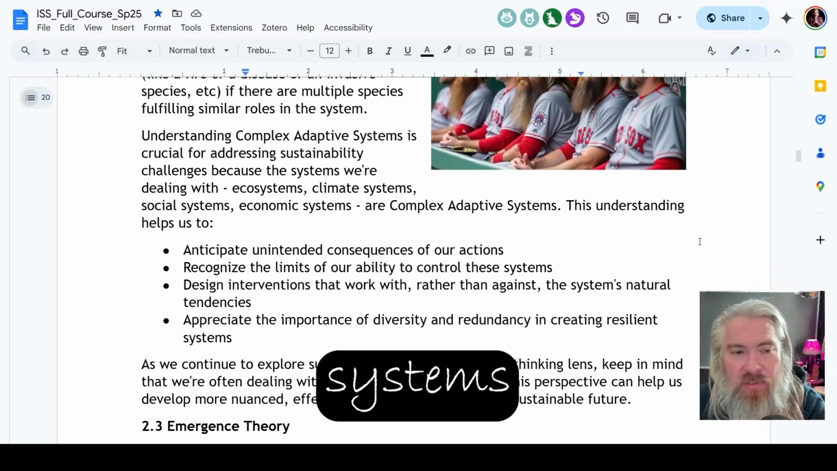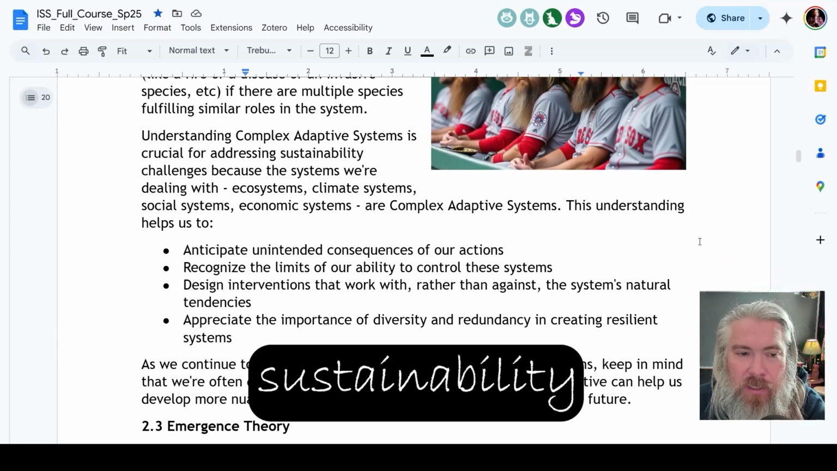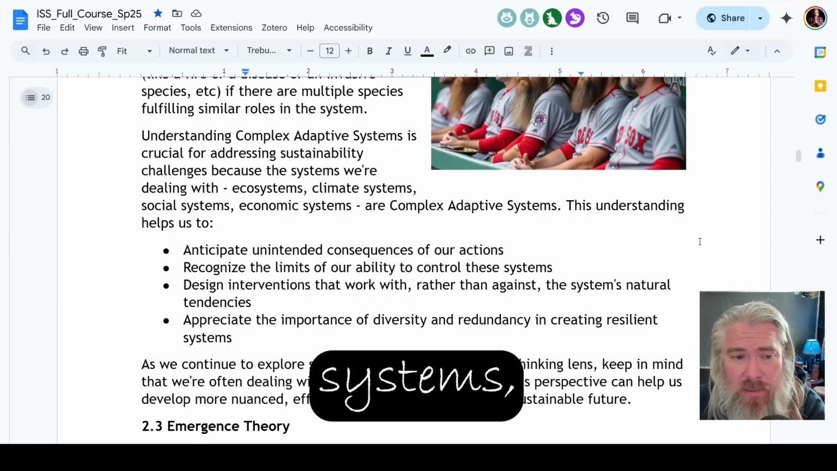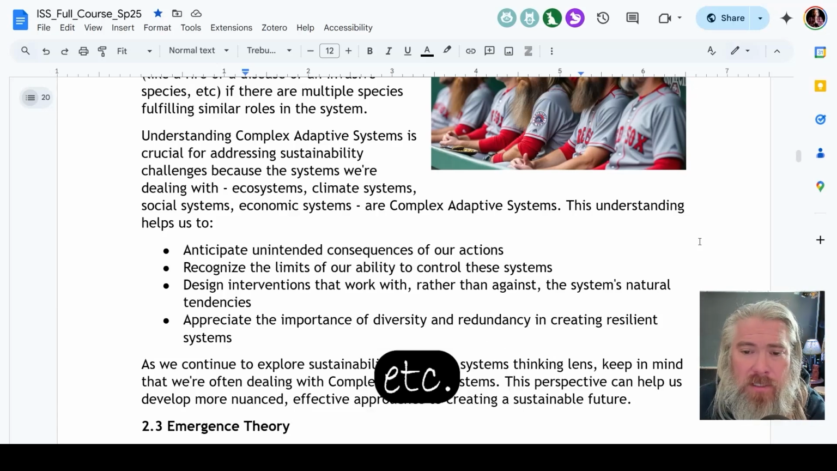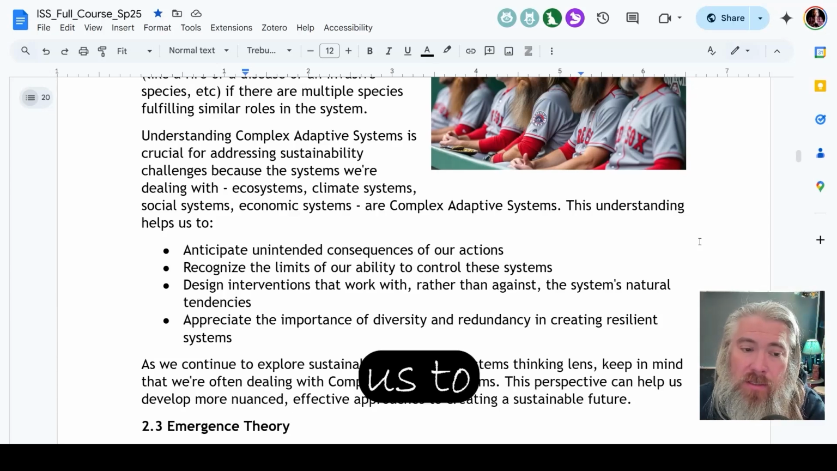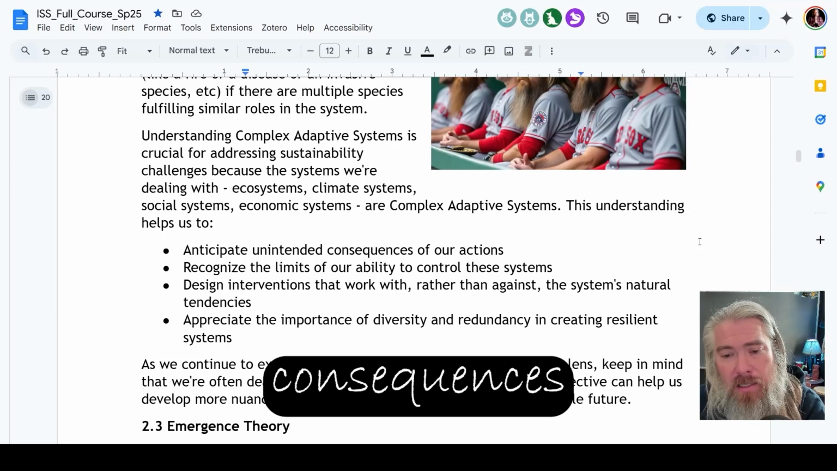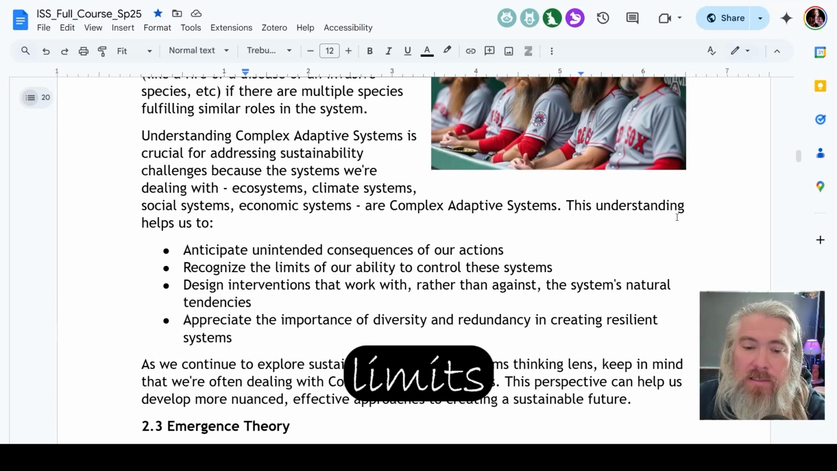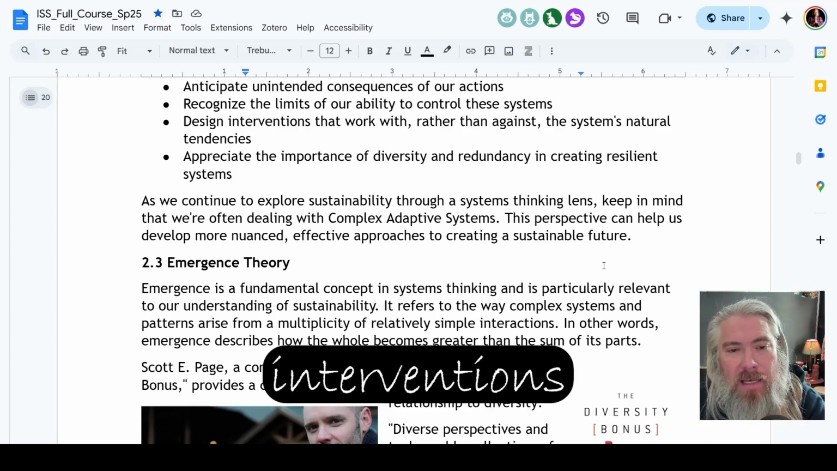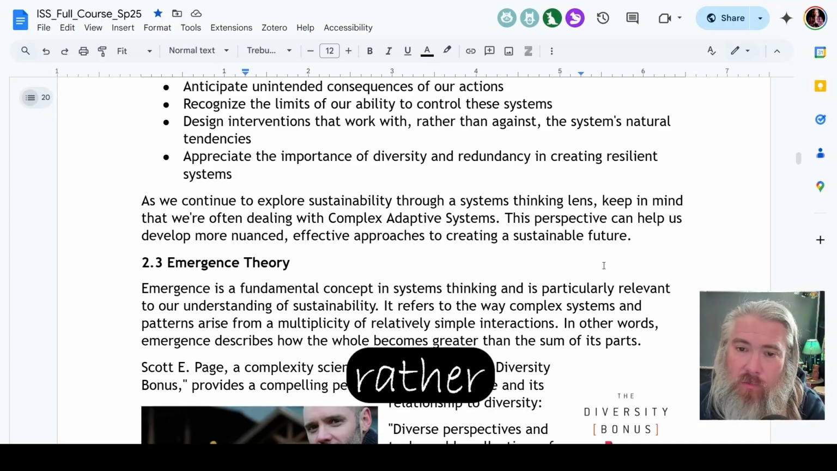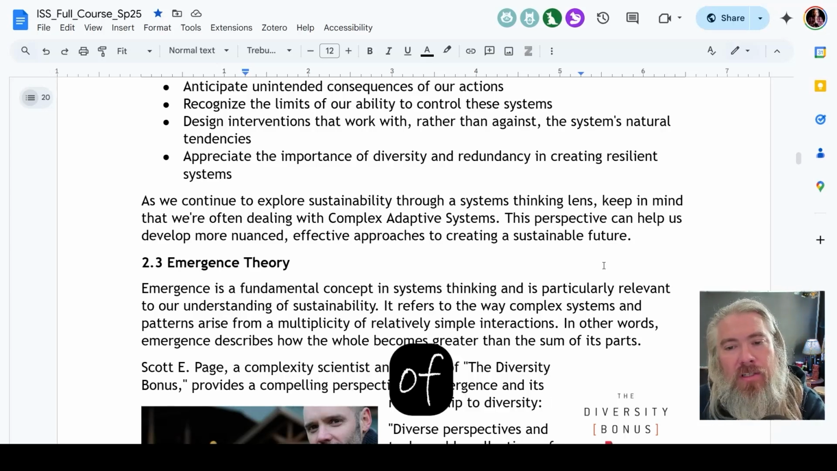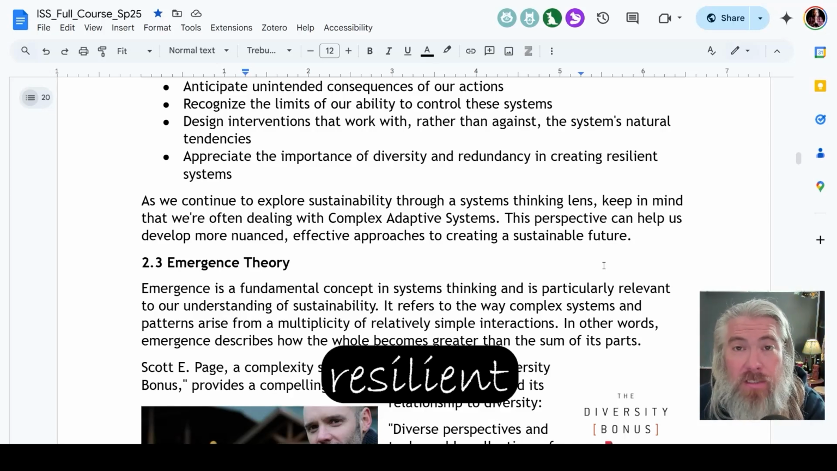Understanding complex adaptive systems is crucial for addressing sustainability challenges because the systems that we're dealing with, ecosystems, climate systems, social systems, economic systems, etc., are complex adaptive systems. This understanding helps us to anticipate unintended consequences of our actions, recognize the limits of our ability to control these systems, hopefully design interventions that will work with rather than against the system's natural tendencies, and appreciate the importance of diversity and redundancy in creating resilient systems.